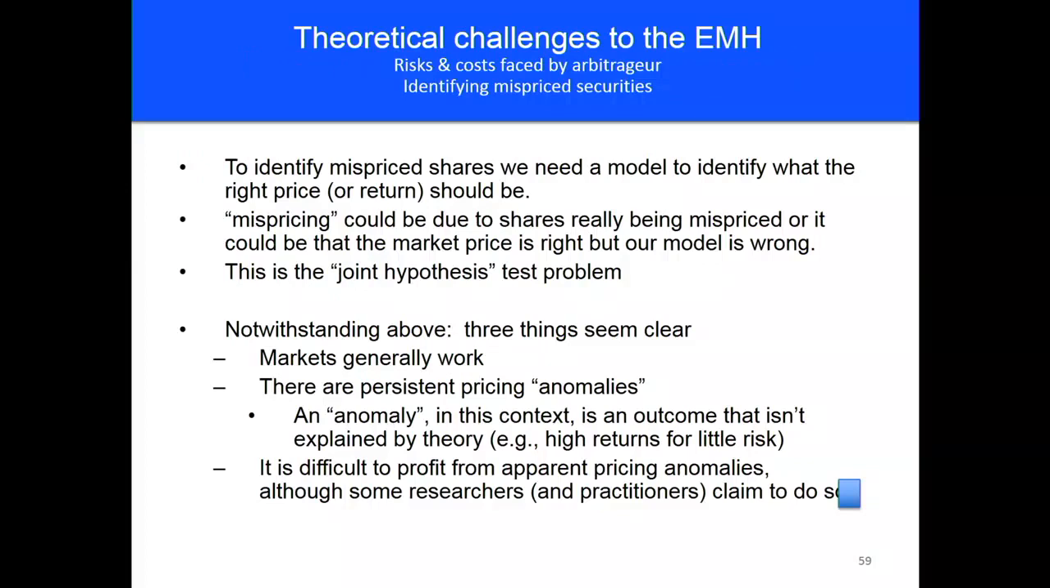So three things, though, seem clear. It is very difficult to conclusively test market efficiency, because we don't know whether it's the model that's right or the market that's right. But people agree that markets work, but there are also persistent pricing anomalies, which I'm going to show you shortly. But these pricing anomalies don't seem to be exploitable to an extent, or the extent to which they're exploitable is debatable. It's risky to exploit these.